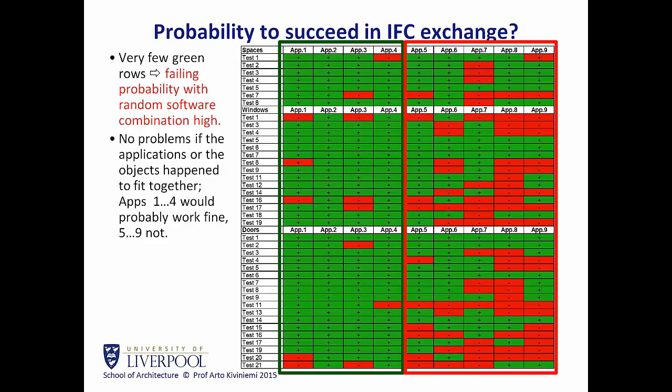It's explaining why this other person was happy with the IFC implementation. If the other person is involved in a project where you have applications 5 to 9, it's quite clear that it doesn't work, because there are very few places where the objects will be transferred between the applications without problems. So it depended on which software products you used in your projects. That's why people had very different experiences about the usability of IFC.